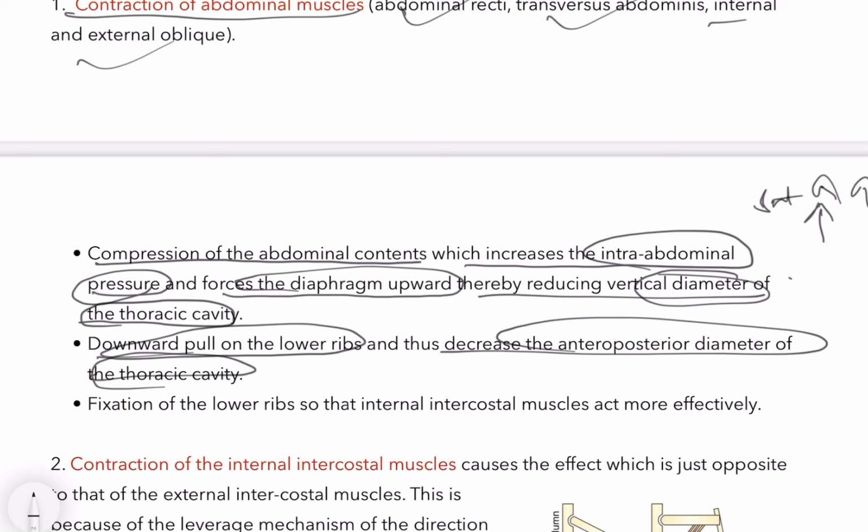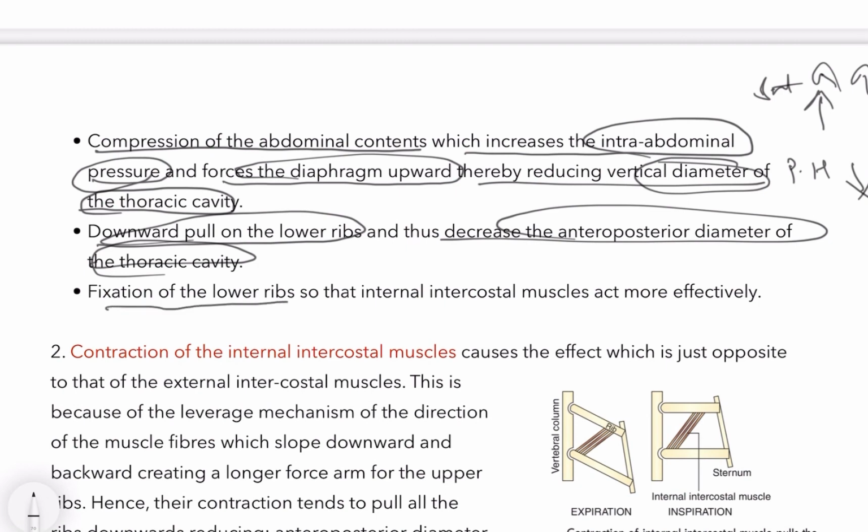So in this, pump handle and bucket handle movement will decrease. It will be totally opposite. As in the forced inspiration, we were seeing that there was increase in the anterior, posterior and transverse diameter of the lungs. That was the rise in the pump handle and bucket handle movement. But in the expiration, you can see it is totally opposite. The vertical diameter and the anterior posterior diameter will decrease. That means it will be the decrease in the pump handle and bucket handle movement. The first point is fixation of the lower rib so that internal intercostal muscles act more effectively.